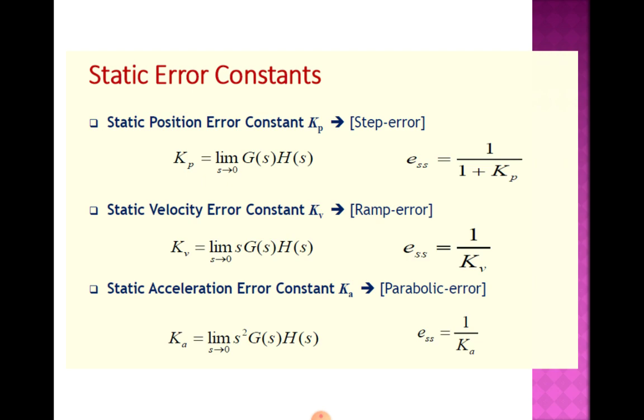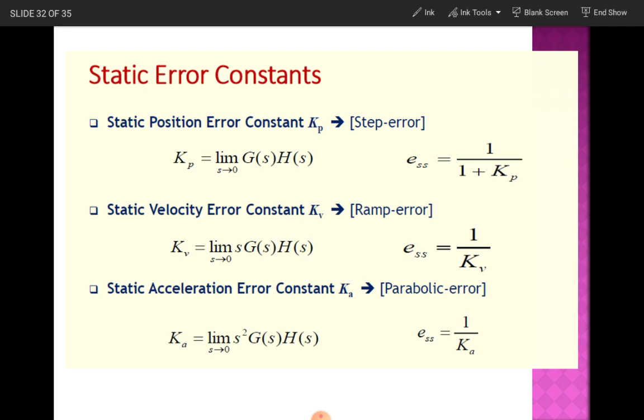Next, we will find the steady state error from the static error constants. The static error constants are mainly classified as the static positional error constant, represented as Kp, then the static velocity error constant, represented as Kv, and the static acceleration error constant, represented as Ka.